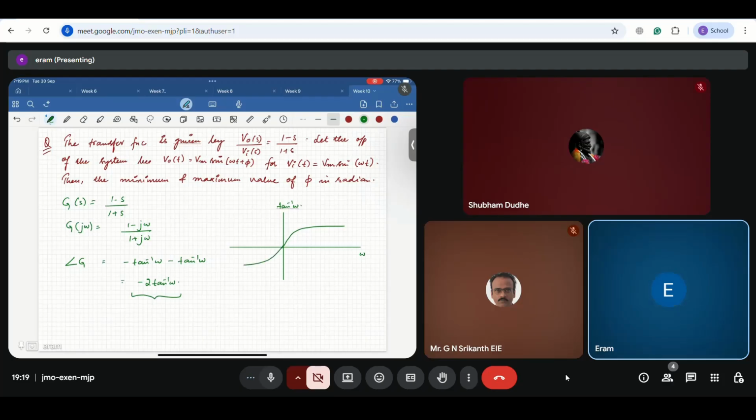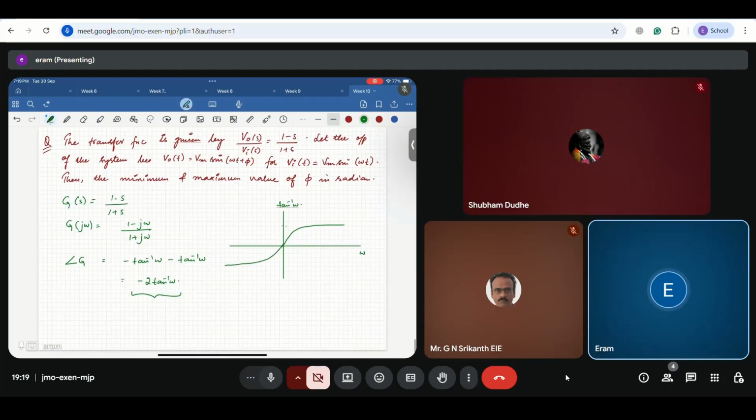So this is how the plot of tan inverse looks like. As omega tends to infinity, it is 90 degree. If it tends to minus infinity, it is minus 90 degree. Now we are given minus 2 tan inverse omega. This is for tan inverse omega. What will be for minus tan inverse omega? Just the mirror image. So it will be like this for minus tan inverse omega.